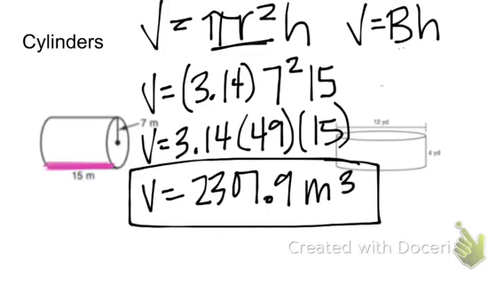Again, you can pause the video and try the second example, or you can come back to it at the end. But be careful, because in that second example, they give you the diameter, not the radius.